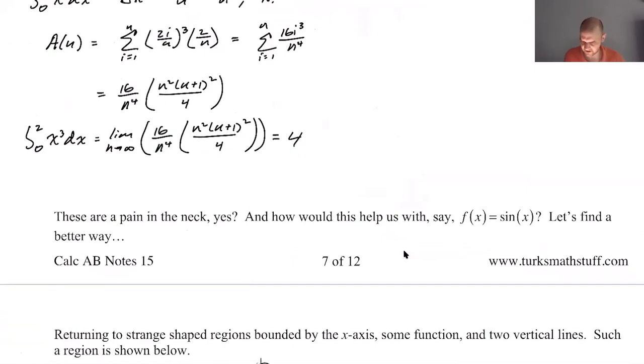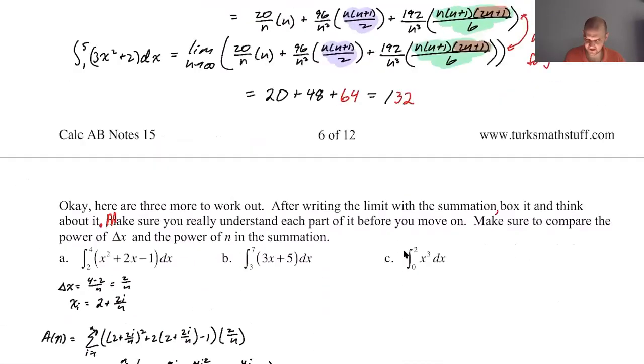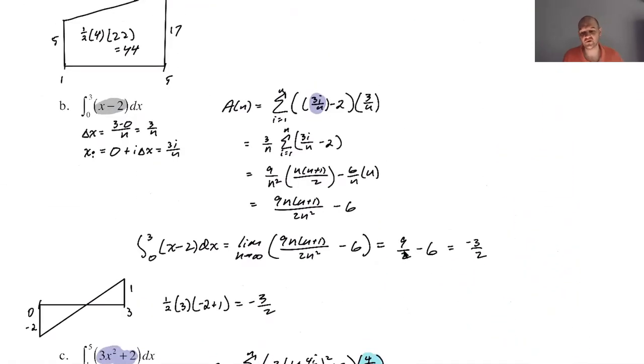What in the world are we going to do if our function is like sine of x? We could still set it up, but then you run into this problem where you're trying to find sine of 2 plus i delta x. What in the world do you do with sine of 2 plus i delta x? So we need something better than that. We're going to find something better because honestly, do you think you want to keep doing all of this work all of the time? I don't think you do.